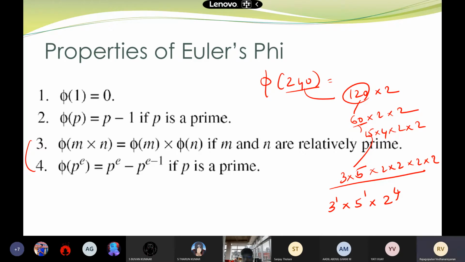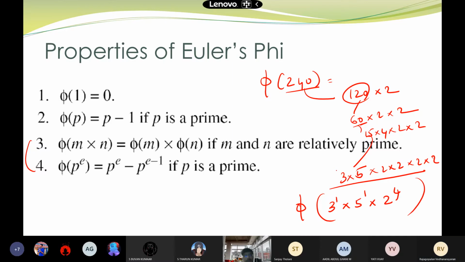Yes, sir. So how will you do it now? I have to calculate phi of this. It's using 4 and 2, sir. Exactly. You now have to use the fourth property and the third property, and then go on to find phi of 3 into phi of 5 into phi of 2 power 4. So for these, you can directly use the second property.